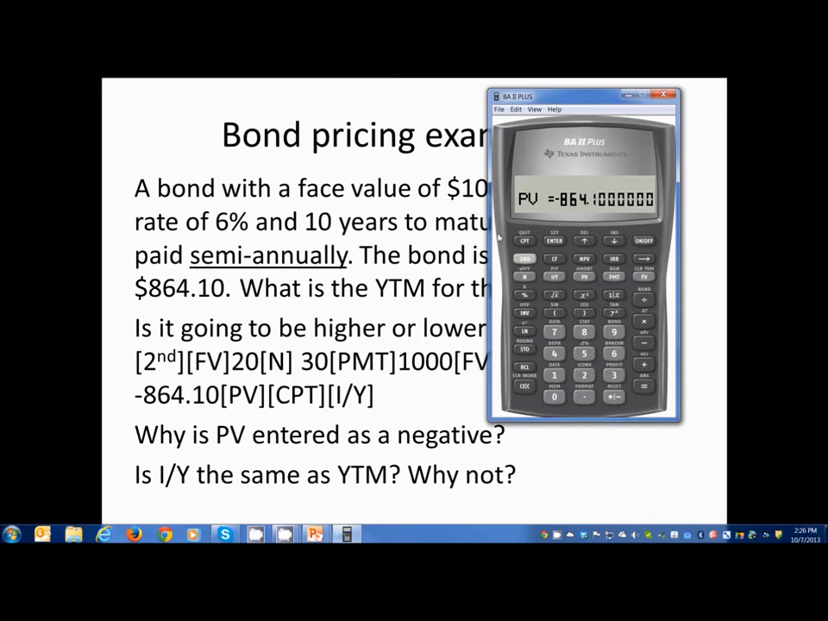Now let's calculate I per Y. We get 4%. Is that the yield to maturity? It's not. That's the 6-month rate of return. Remember, yield to maturity is an APR, and we get that by multiplying the sub-period rate times the number of sub-periods per year. So we must multiply this by 2 to get the correct answer.